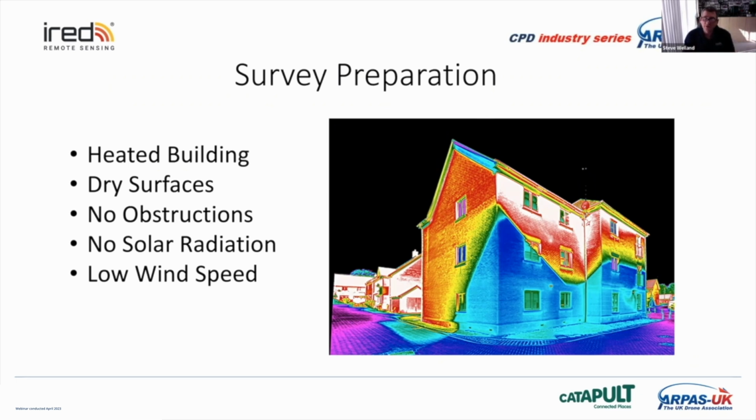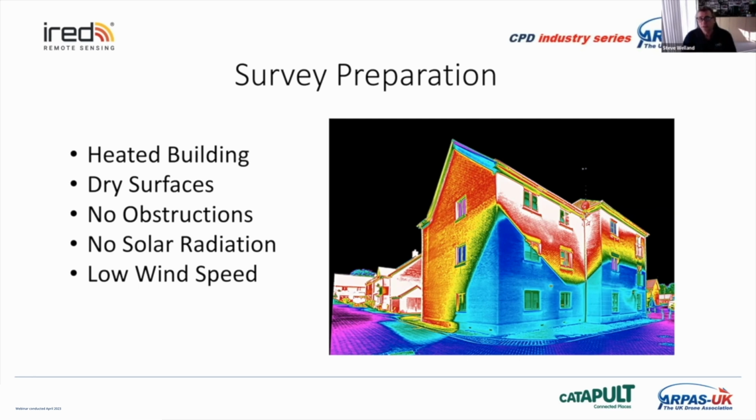Now that one on its own is quite difficult when you're talking about doing an occupied homeowner who's got furniture, etc. That we have to deal with. But as far as possible, we want to have as least obstructions as we possibly can. And we want no solar radiation.